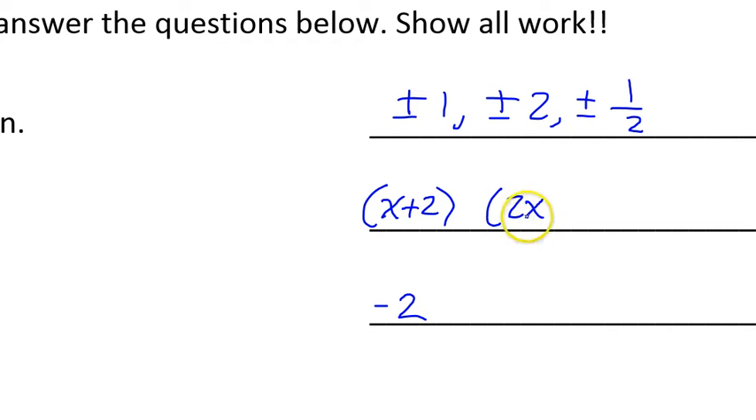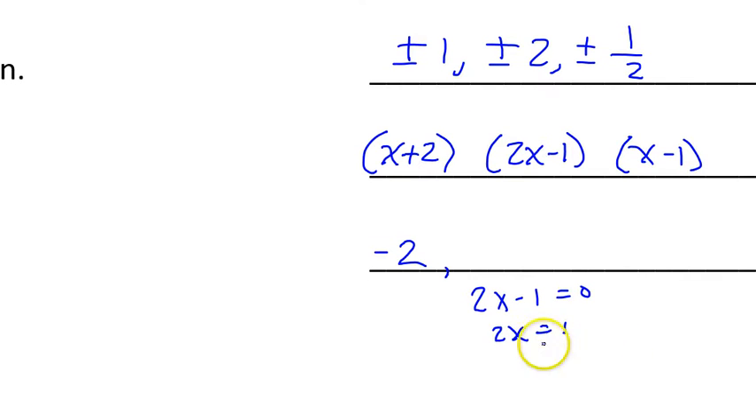Okay, so there's my 2x minus 1, x minus 1. So now we have factored it completely. Now, the other zeros I get by setting these equal to 0. So for example, if I set 2x minus 1 equal to 0, adding 1 to both sides, I get 2x equals 1. Dividing both sides by 2, I get x equals 1/2.